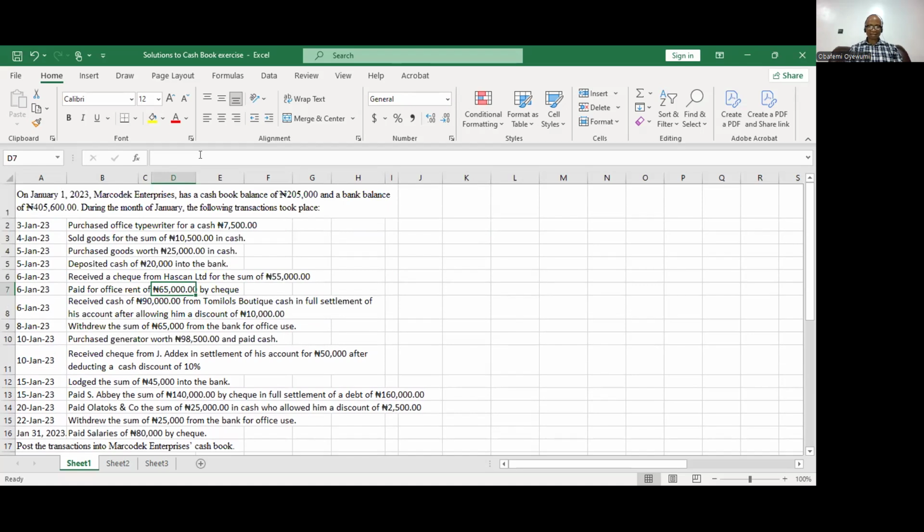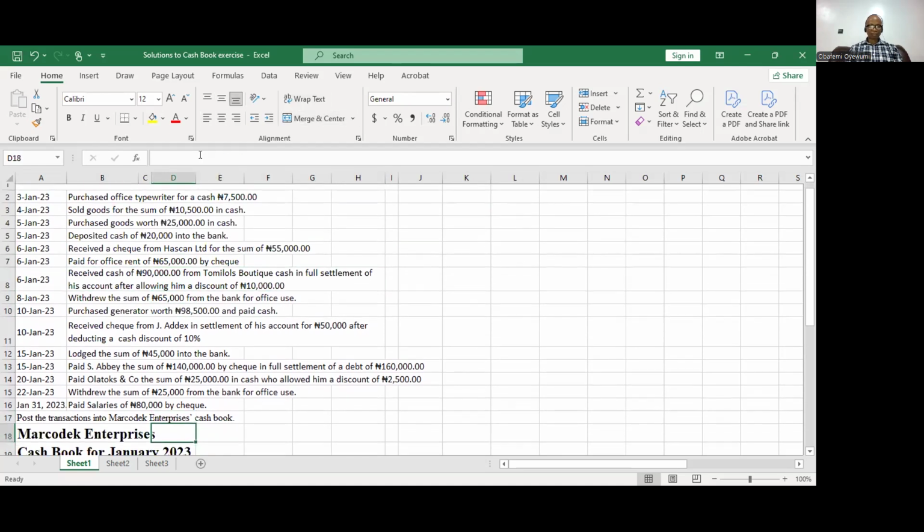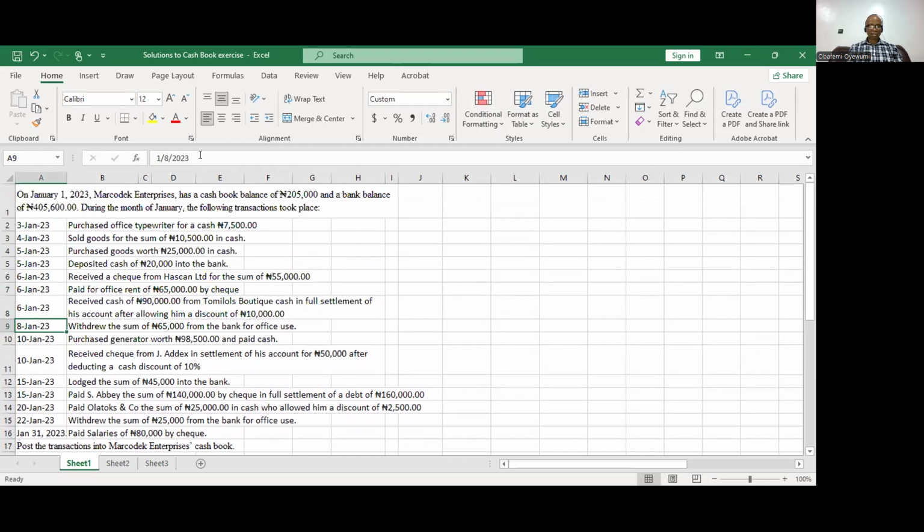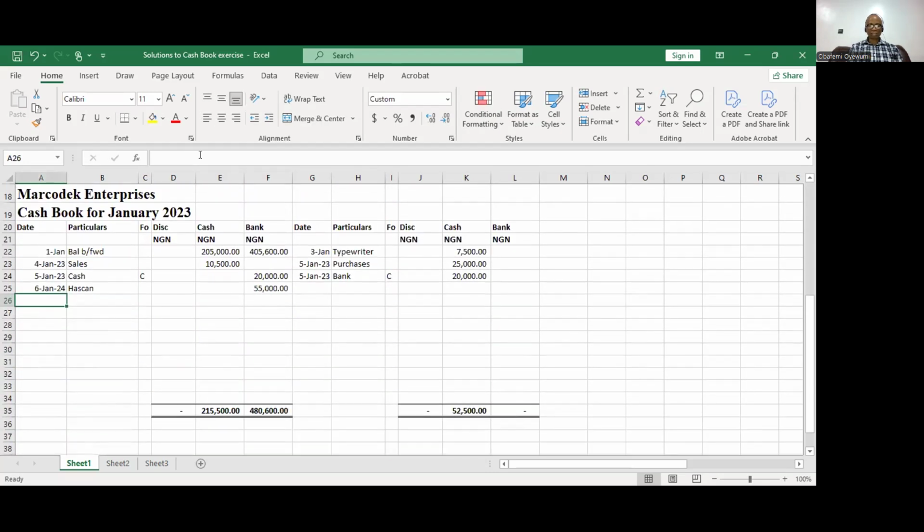Receive a check from Hascan of 55,000 on the 6th. So it's going to be on the debit side. 6th of January, Hascan, received 55,000, a check. So a check was received from Hascan, and you're going to put it in your bank column. So that's on the 6th. Let's move on to the next transaction.